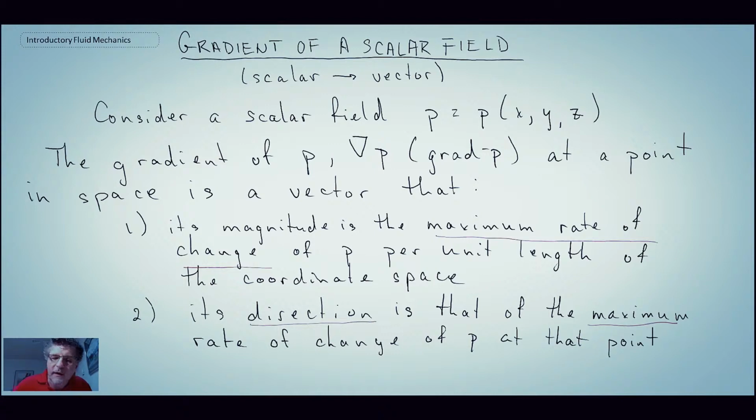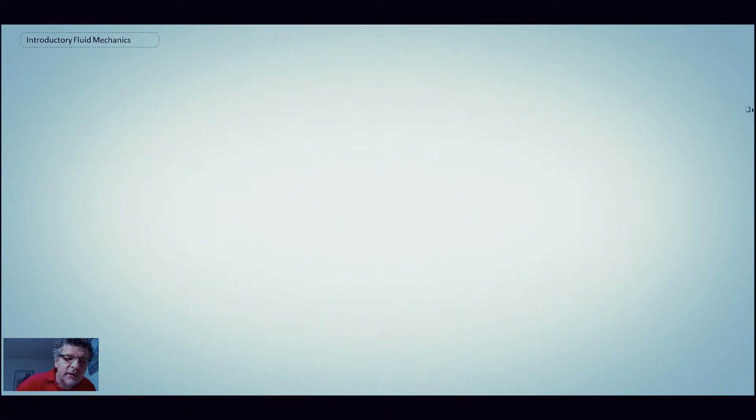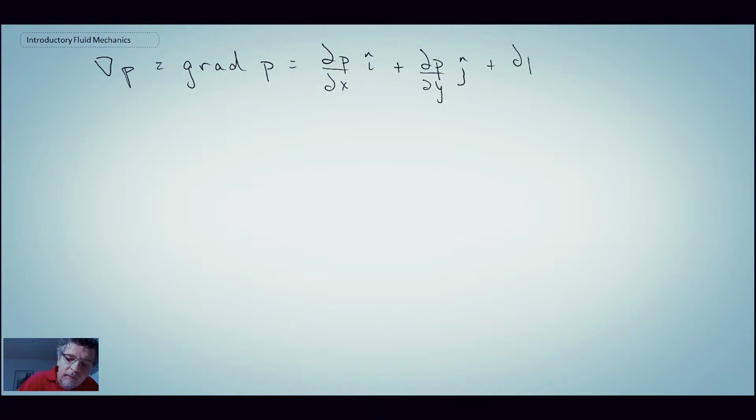So let's take a look at that, and we'll draw out a little picture to help illustrate what we're talking about. But beginning, we have grad P. And mathematically it is defined in the following manner. And so with that, we're converting our scalar into a vector, and let's draw out a picture.